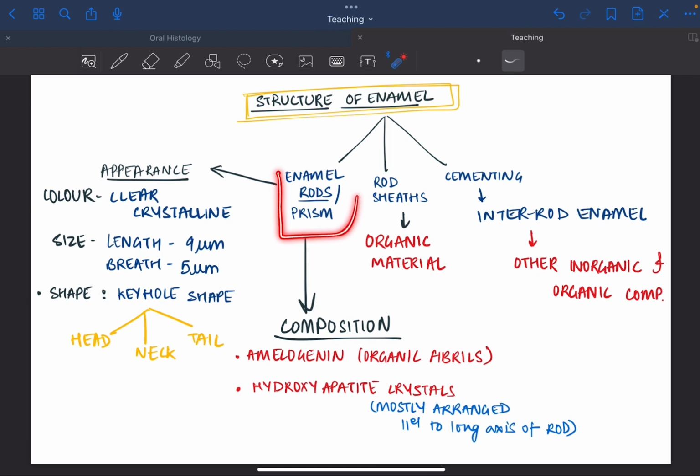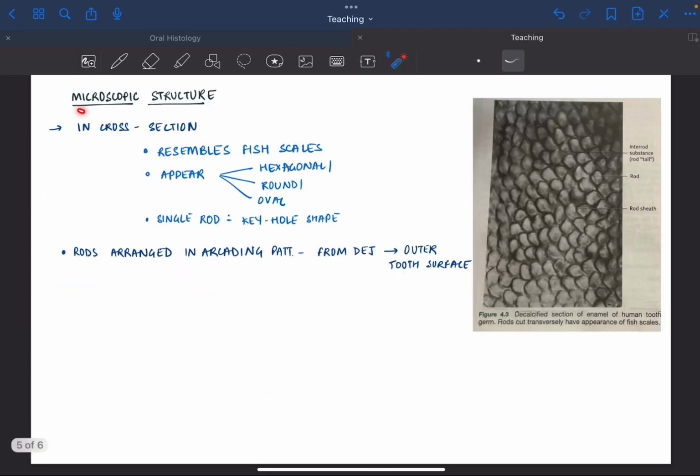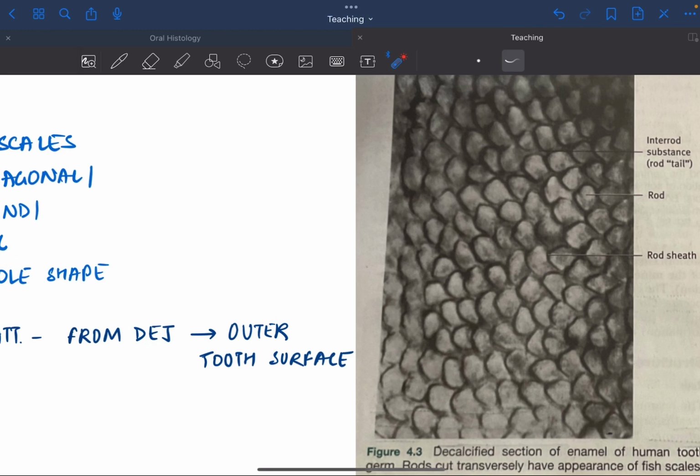The structure of enamel: enamel rods or prisms. The appearance is clear and crystalline. Length and breadth we have seen, and it is keyhole shape. This is important. The composition is amelogenin, the organic fibrils, and hydroxyapatite crystals, which are arranged parallel to the long axis. Microscopic structure: in cross section, it resembles fish scales. This is the diagram from Orban's, and we can see it appears fish scale like.